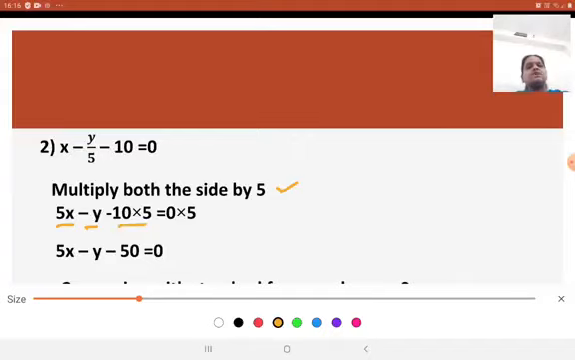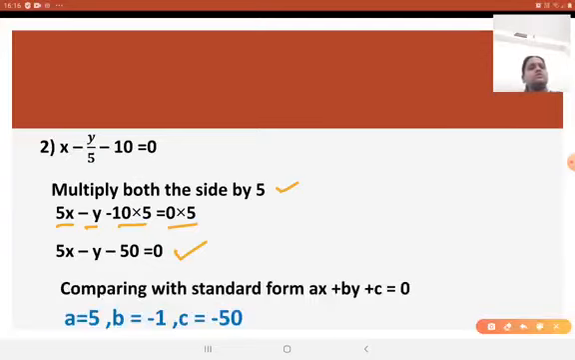Then minus 10 into 5, which is equal to 0 into 5. As you are multiplying by 5 on both sides, you have to multiply each term. So what will your expression be then? It will become 5x minus y minus 50 is equal to 0. Is it clear? Now simply compare with the standard form and find out the values of a, b and c.